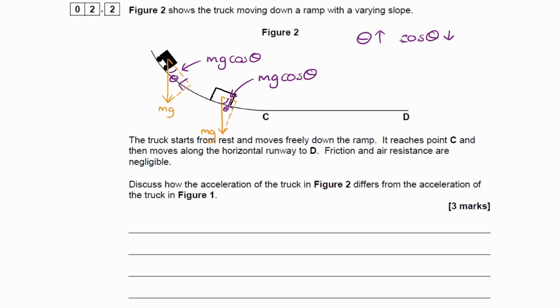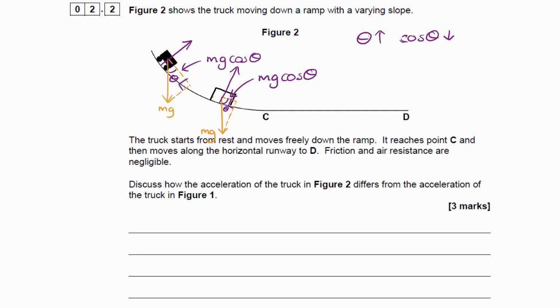And this value of mg cos theta is the resultant force. There is a component of weight that is perpendicular to the slope, but that component of weight is cancelled out by the normal contact force. So you'll have a normal contact force here, that cancels out with this component of weight. And similarly, you'll have a normal contact force here, which cancels out with this component of weight. There is no friction or air resistance, and that means that the weight force parallel to the slope, mg cos theta that is, that will be the resultant force.